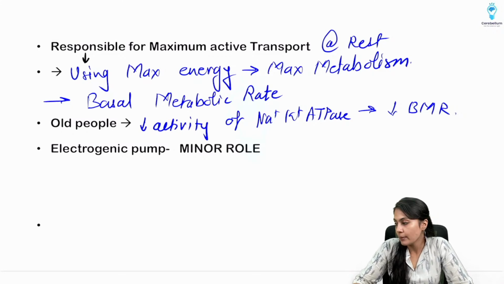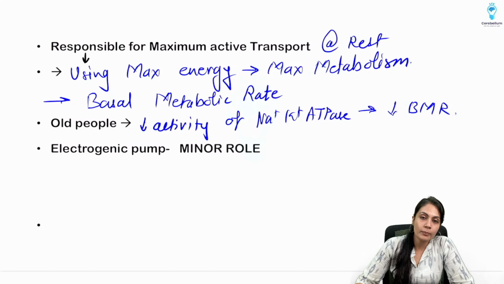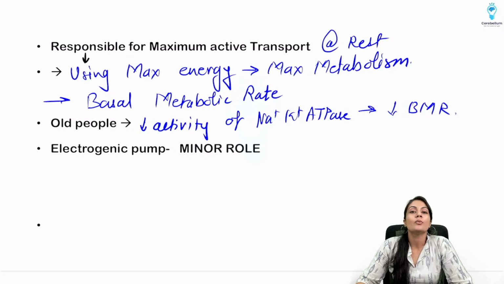So you have learned an important thing today, that older people have less hunger, and they have a lower metabolic rate also. Coming to the electrogenic pump.